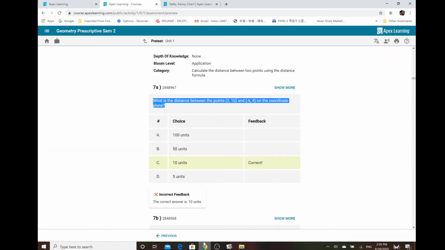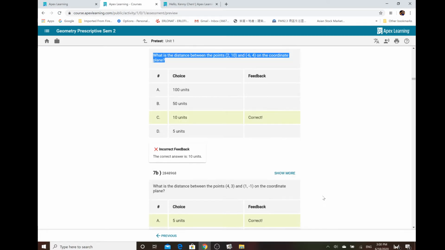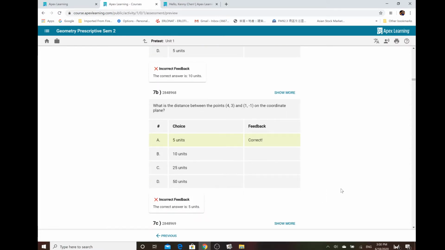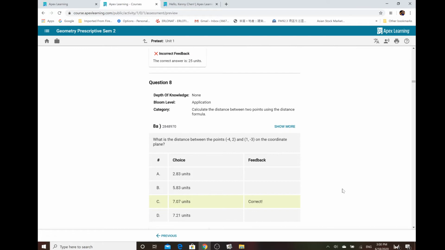Okay, going back here, so it's 10 units. Again, if it doesn't have any unit like meter, centimeter, miles, inches, sometimes the solution wants you to put in a unit, so we'll just put in 10 units. And 7b is quite similar, 7c is quite similar, so we can skip all that.